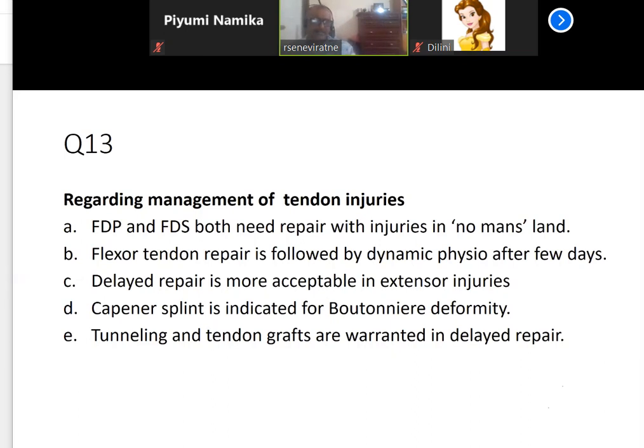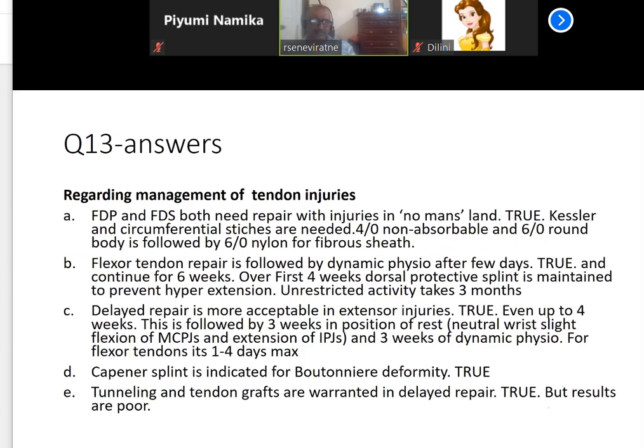Okay, so now from this you can go to the answers. And after that, you must please remember this: what kind of suture you take to repair these things, and the timings.